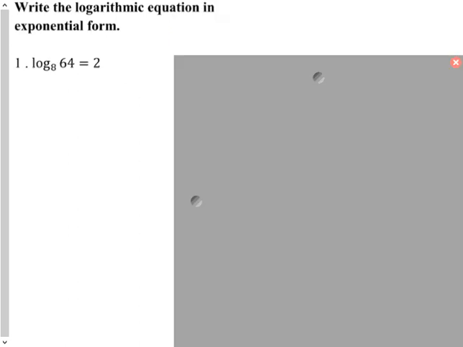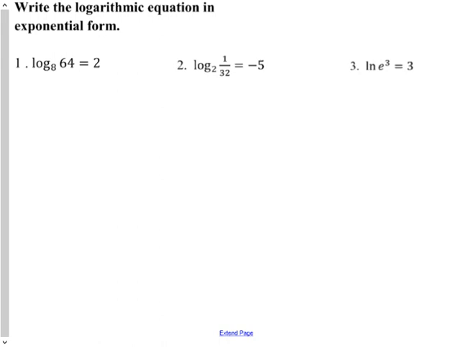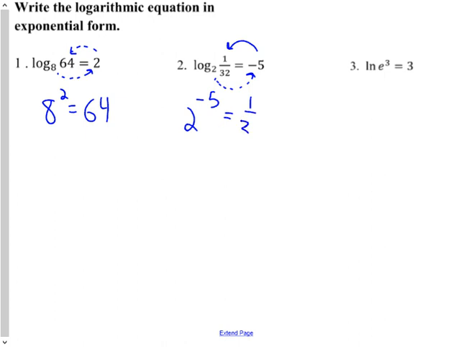So starting off, we're just simply changing form. So log base 8 of 64 equals 2. So again, this will be rewritten as 8 squared equals 64. If you're not confident with your changing ability, you should plug it into the calculator and ask, does that work? 8 squared does equal 64. Same idea here, 2 to the negative 5 equals 1 over 32.